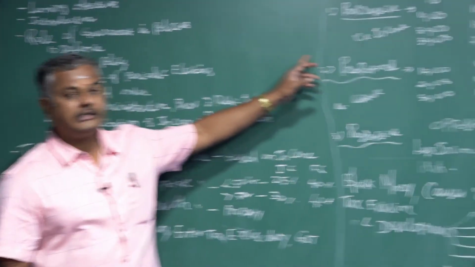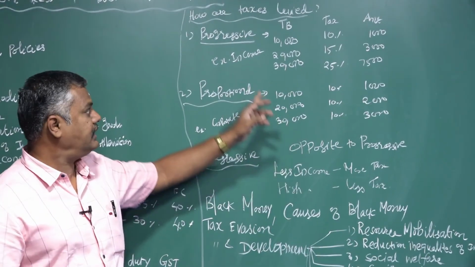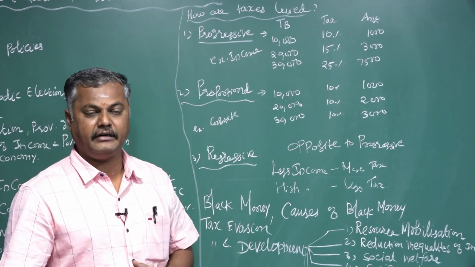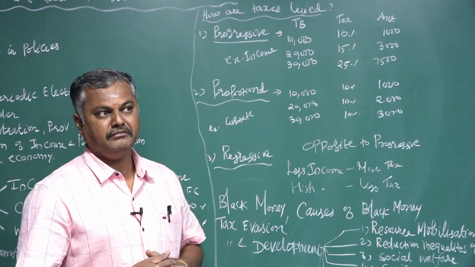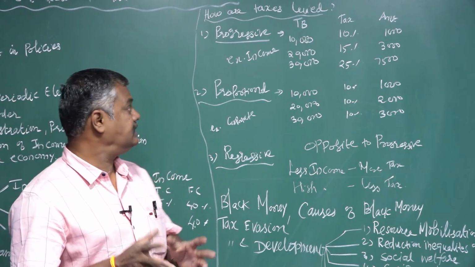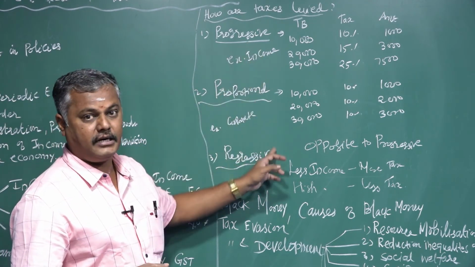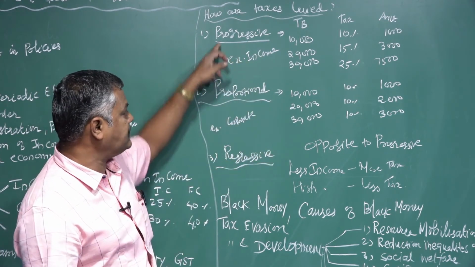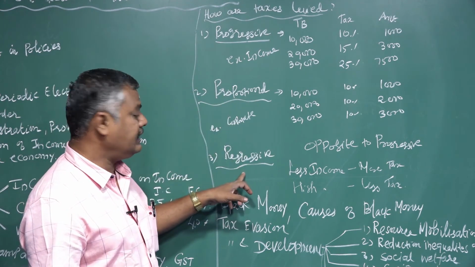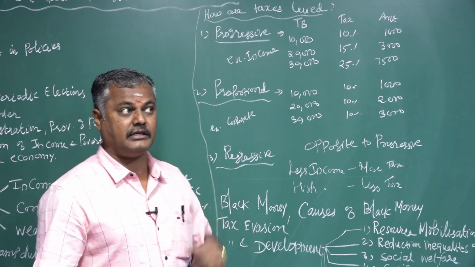And then the next one is how the taxes are levied. How are the taxes levied means how the taxes are created. That is very, very important. There are three modes: one is progressive tax, another one is proportional tax, another one is regressive tax. Okay, there are three ways.